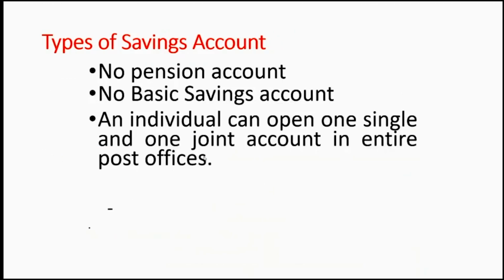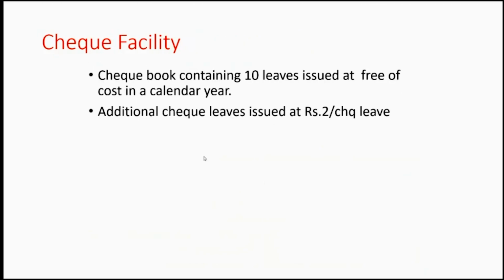And now, after all these amendments, there is no pension account, no basic savings account, and one individual can only open one single and one joint account in the entire post offices. So, one single, one joint account per individual can be opened. And in case of check facility, as I told earlier, 10 leaves will be issued free of cost. And whenever an office has a 20 check leaf book in hand, one checkbook can be issued free of cost until they have that stock.